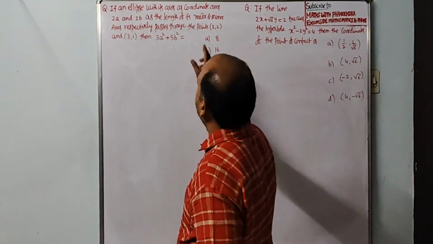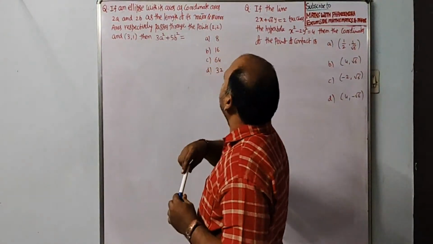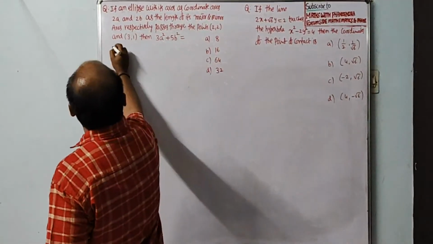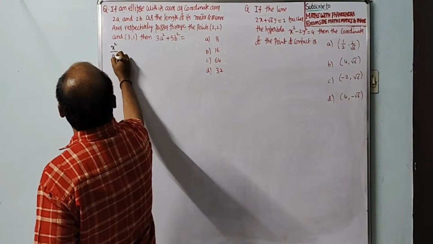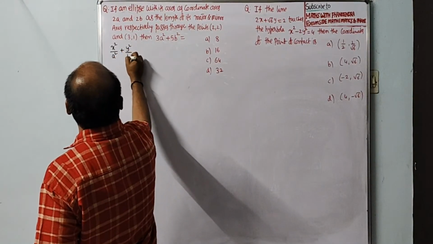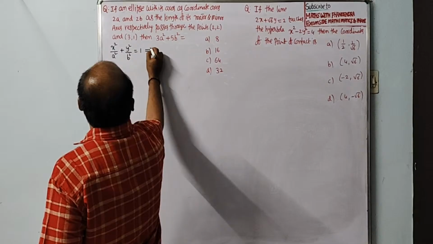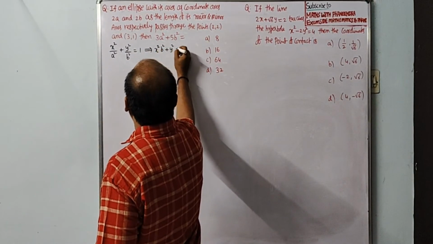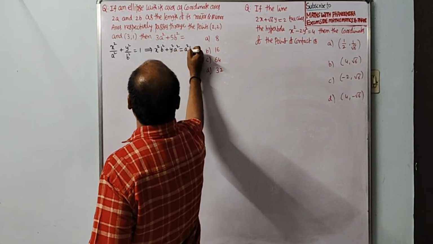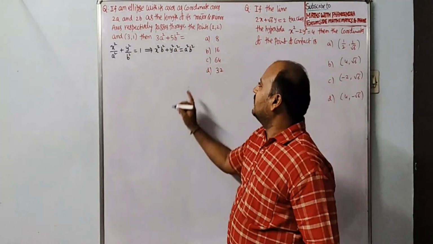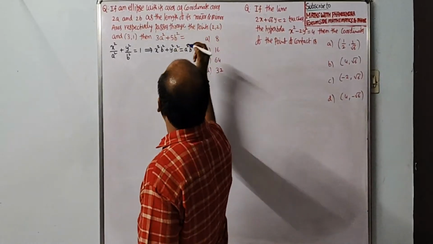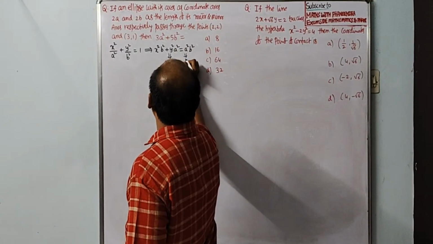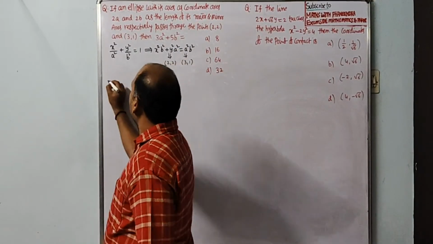So an ellipse with its axes as coordinate axes, 2a and 2b, that is the standard form. The standard form of the ellipse is x square by a square plus y square by b square equal to 1. It can be reduced to x square b square plus y square a square is equal to a square b square. This equation passes through the first point (2, 2) and then through (3, 1), both.